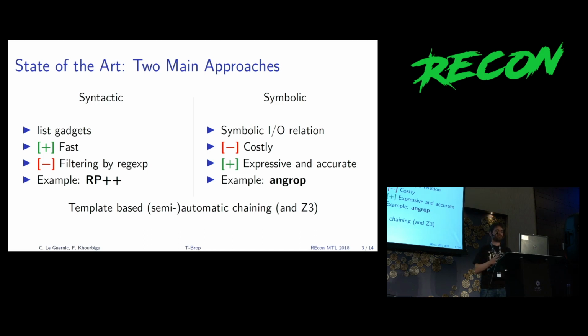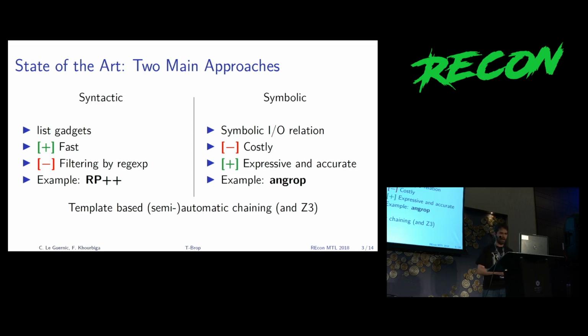There are two main approaches. Some tools use a syntactic approach, others a symbolic approach. The syntactic tools list all the gadgets, starting from the indirection, going up a few instructions. They're very fast, but then you just have a list of snippets of code. And if you want to look for specific gadgets, you will have to just do regular expressions on this list of gadgets.